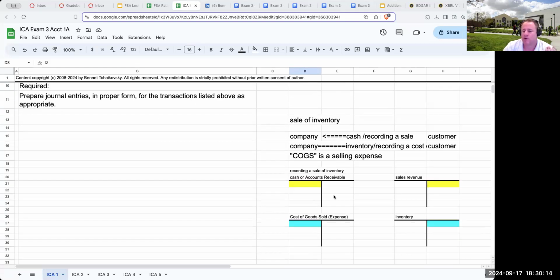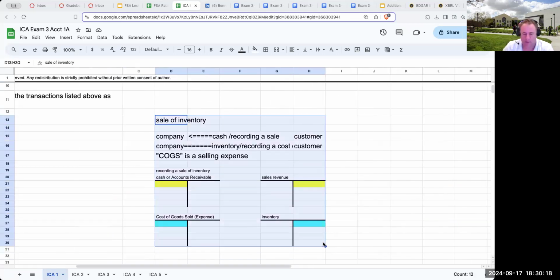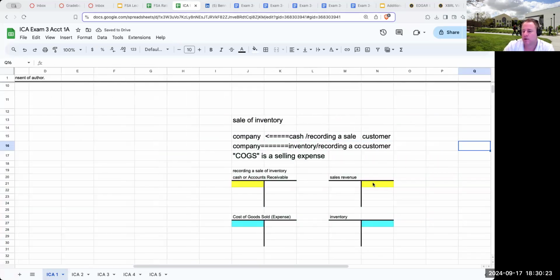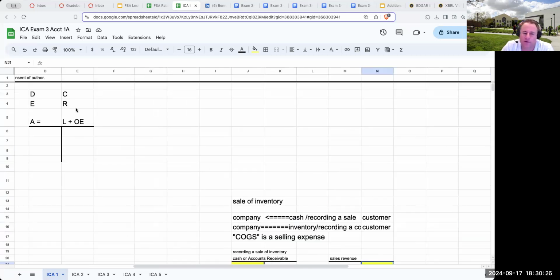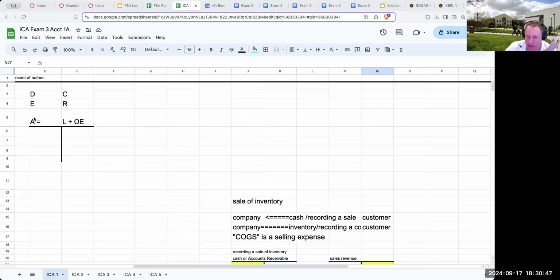So again, when we have the sale of inventory, I'm going to record the revenues with a credit. I'm going to record the cash or receivable I'm getting in with a debit. But remember, when I sell the inventory to the customer, that inventory now belongs to the customer. So I have to take that inventory, which is an asset, off of my books. How do I decrease an asset?